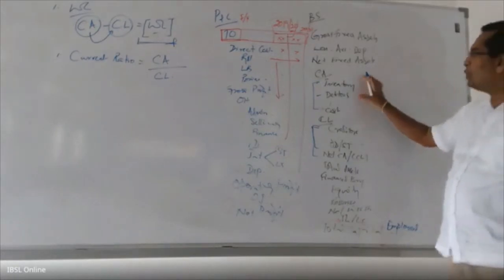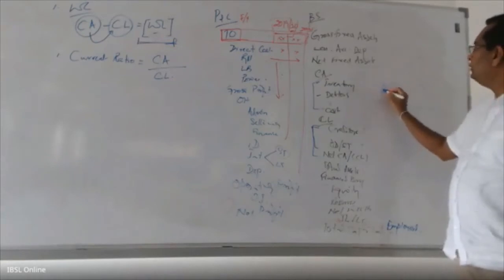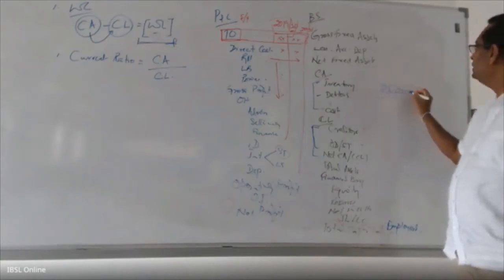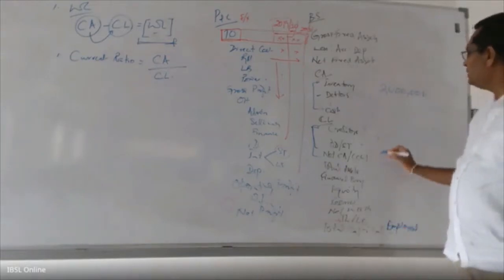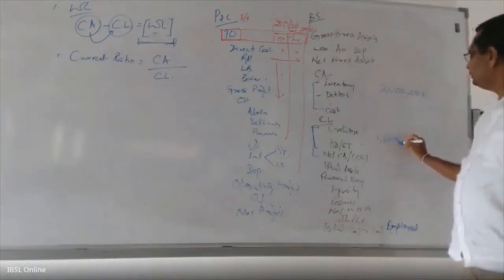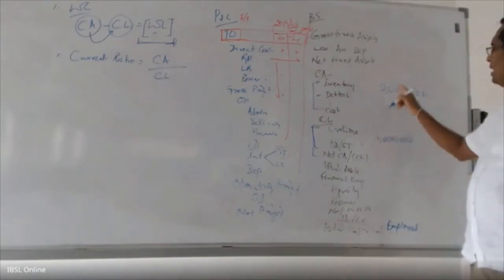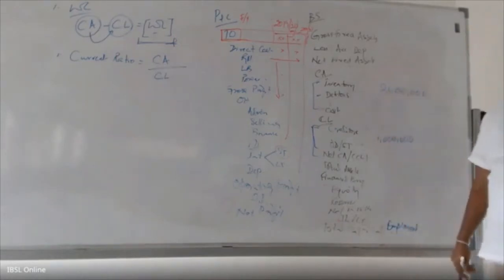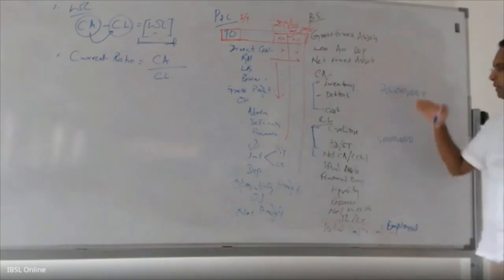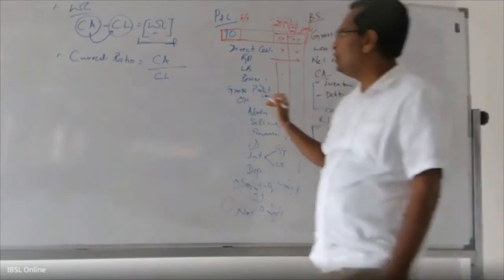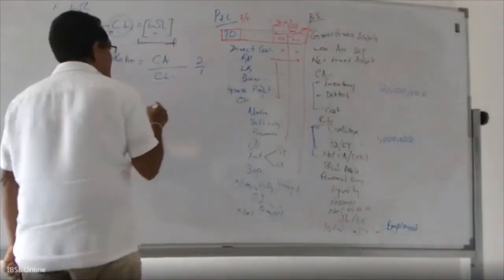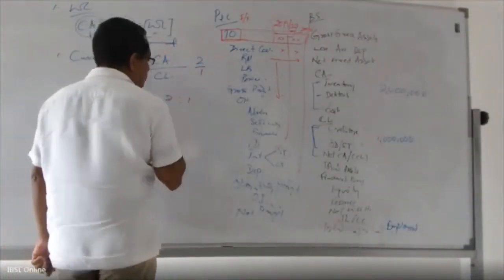Right? Let's say in current assets we have 2 million, and in current liabilities we have 1 million. We have to pay 1 million. But we have current assets of 2 million, and current liabilities of 1 million. So current ratio is 2 divided by 1, which is equal to 2:1.